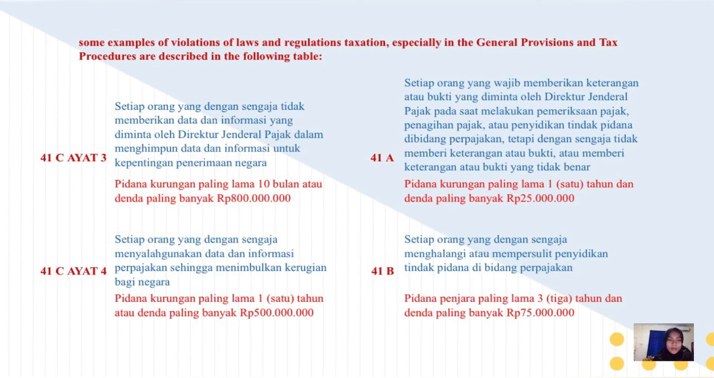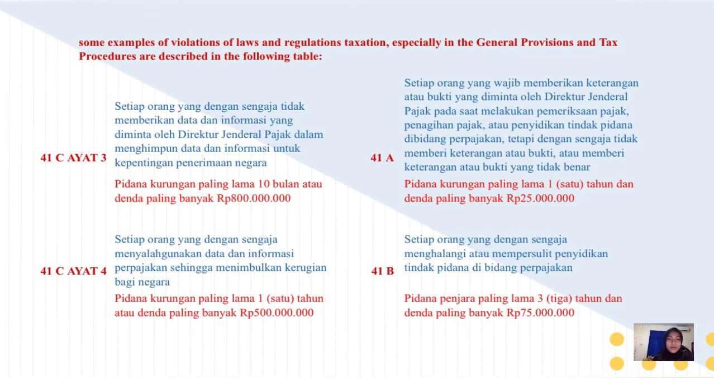Setiap orang yang dengan sengaja tidak memberikan data dan informasi yang diminta oleh Direktur Jenderal Pajak dalam menghimpun data dan informasi untuk kepentingan penerimaan negara dikenakan sanksi pidana kurungan paling lama 10 bulan atau denda paling banyak 800 juta. Pasal 41C ayat 4. Setiap orang yang dengan sengaja menyalahgunakan data dan informasi perpajakan sehingga menimbulkan kerugian bagi negara dikenakan sanksi pidana kurungan paling lama 1 tahun atau denda paling banyak 500 juta.